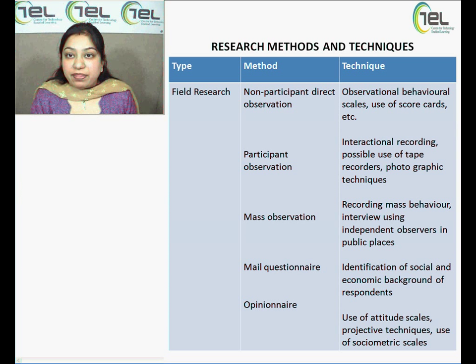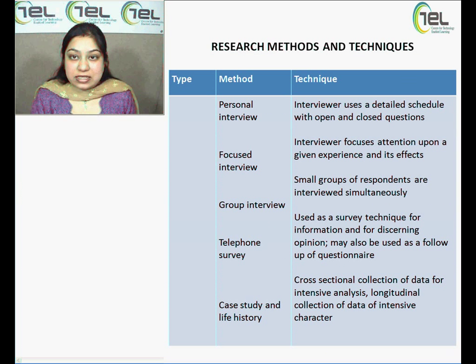Another method is the opinionaire. Opinionaire applies the use of aptitude scales, projective techniques, and the use of sociometric techniques. In field study, another type of research method is the personal interview. A personal interview is a kind of technique where a researcher personally visits the respondent and then tries to seek answers to the questions and objectives of the study.